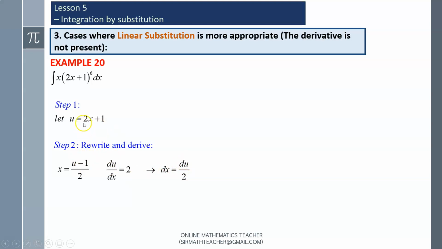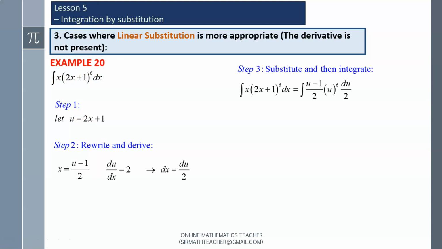Now we've got expressions for x, 2x plus 1, and dx. Let's use those to rewrite. So x was u take 1 on 2. So x here is u take 1 on 2. Our 2x plus 1 was u, so that becomes u to the 6, and dx was du on 2. Now you've only got an integrand that involves u, which is great.